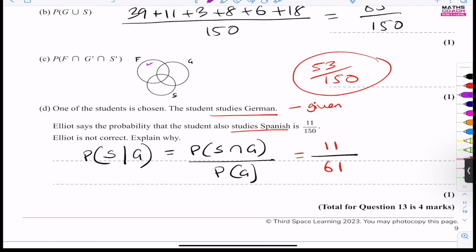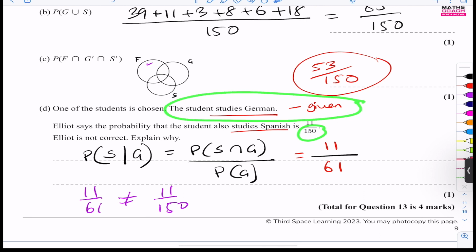Now, we have to explain why Elliot's not correct. Well, 11 over 61 is not 11 over 150. So that's why. And what Elliot has probably done is he worked out of 150. Okay, he didn't understand that this is only out of the German students. So this should be 61. And this is for 1 mark. And this is enough explanation.